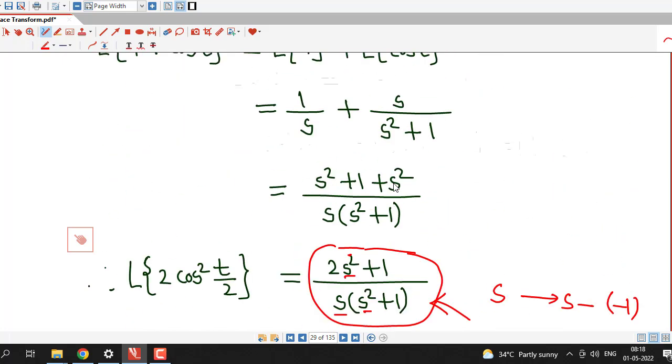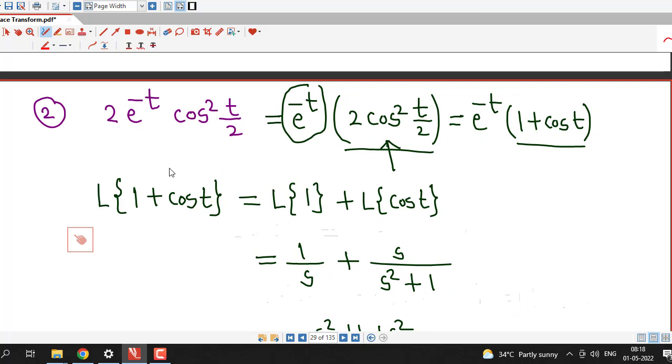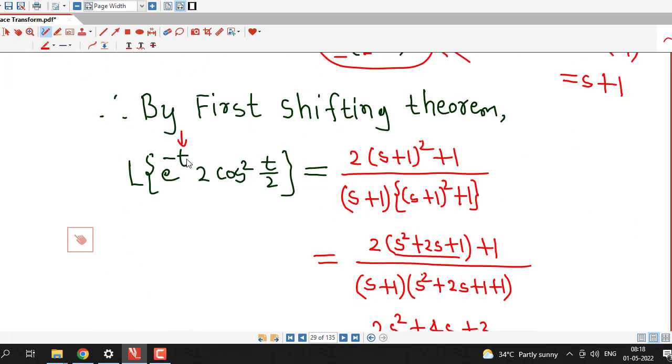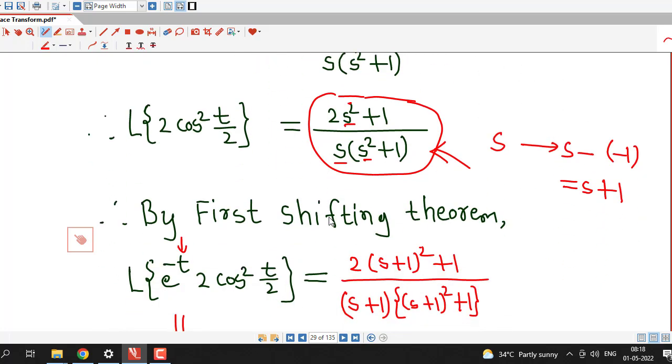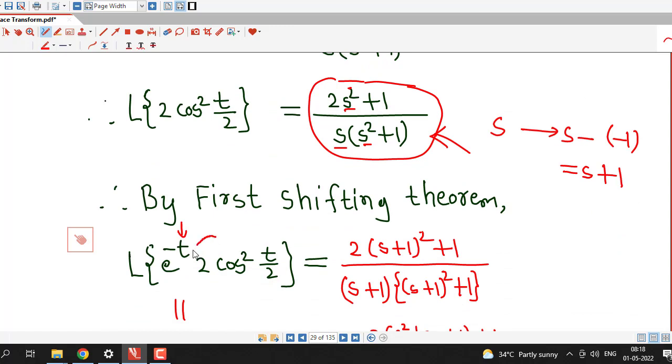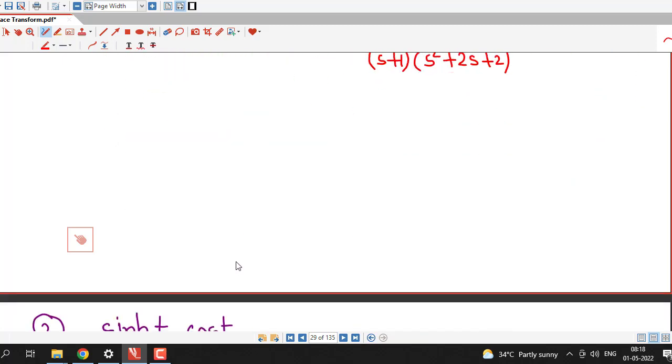So this is Laplace transform of e raised to minus t times 2 cos square t by 2, or Laplace transform of 2 times e raised to minus t cos square t by 2. So this is another application of first shifting theorem. We are first finding Laplace transform of this function, which is multiplied by exponential function, and we replace s by s plus 1 in the Laplace transform of this function to obtain the Laplace transform of e raised to minus t times 2 cos square t by 2.